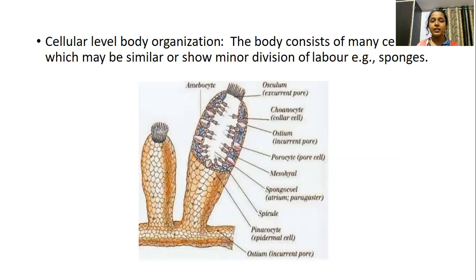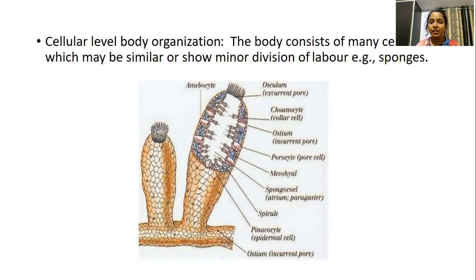Next, we'll move on to the cellular level body organization. You know, the study of the cell is cytology. Here, in the cellular level, the animals have numerous cells, but all those cells work independently. The best examples are the poriferans, the sponges. So you know how sponges are.